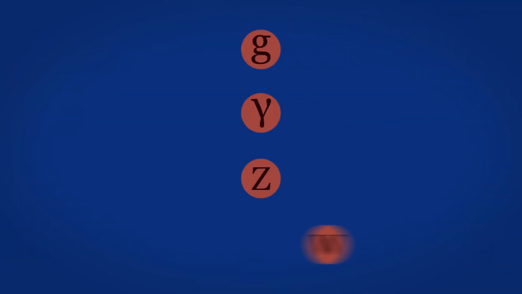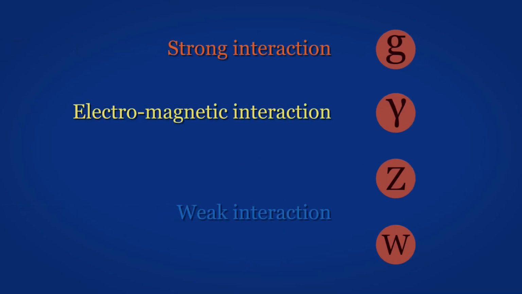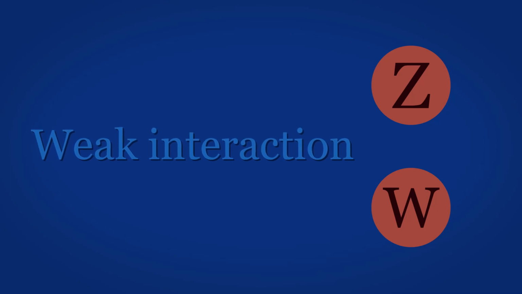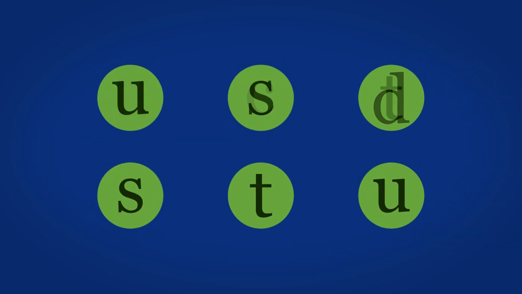The next group of elementary particles are gauge bosons. They are carriers of all known fundamental interactions. W and Z bosons mediate weak interactions. It allows elementary particles to transform into each other. W bosons give particles the ability to exchange mass, charge and spin, and Z bosons give them spin and momentum.